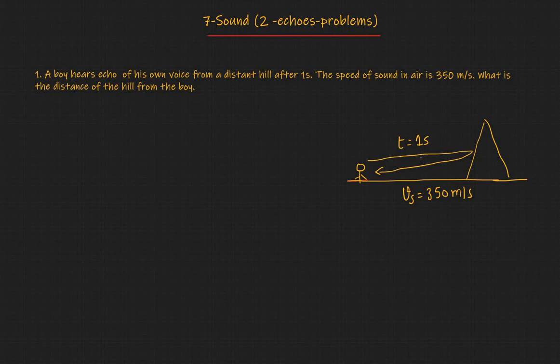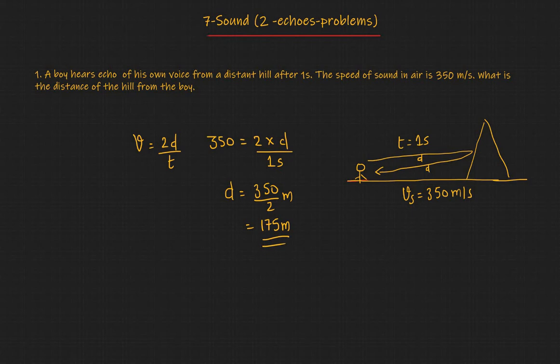If the distance is d, this sound has traveled 2d. So we know that the velocity is 2d by t. Substituting the values, you have 350 is 2 into d divided by 1 second. That's the time it takes for the to and fro motion. Or in other words, d would be equal to 350 divided by 2 meters. That's 175 meters. So once you visualize the problem, it gets simplified.